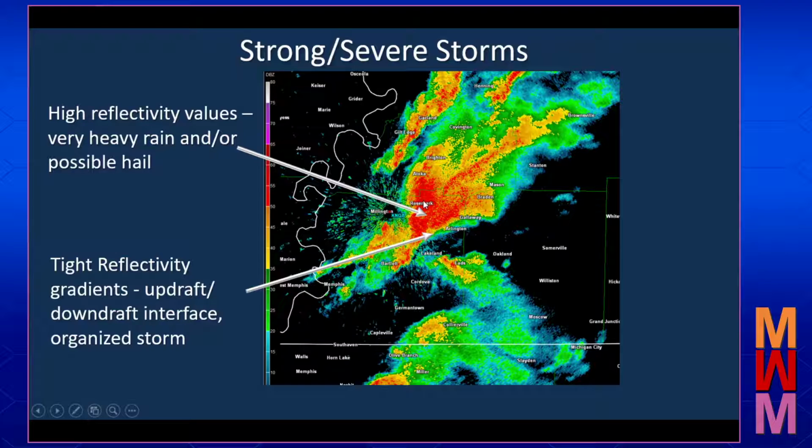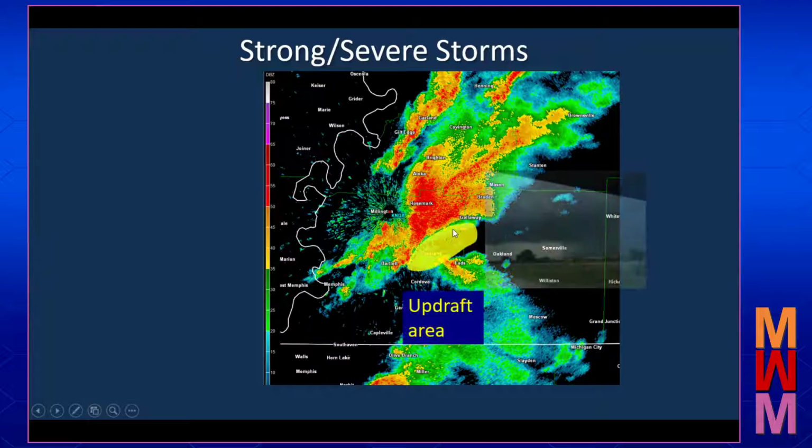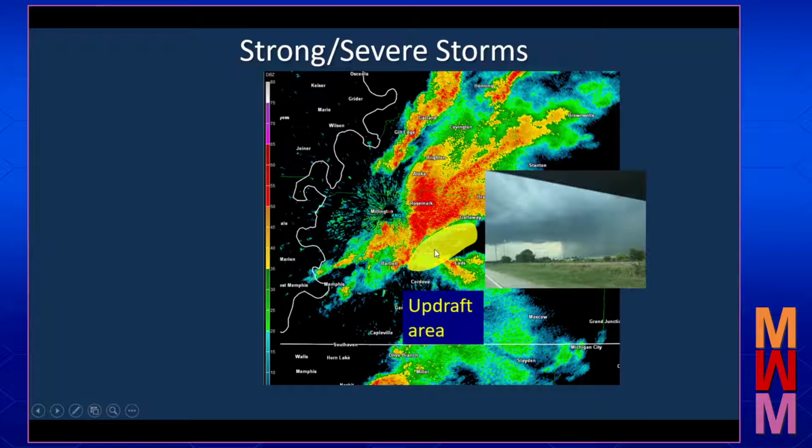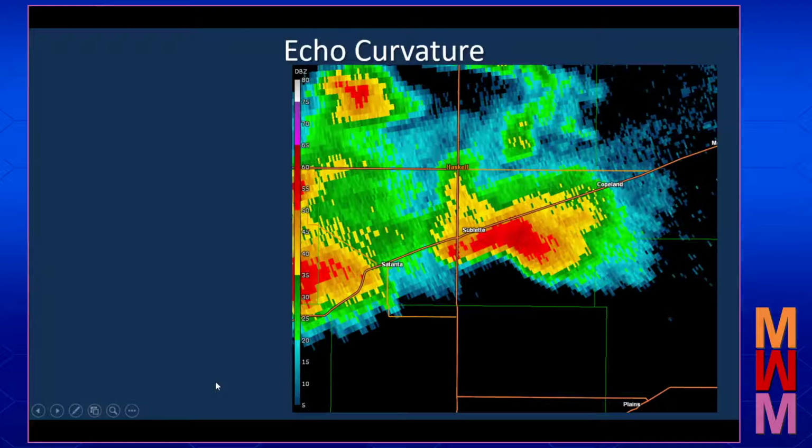Now, radar samples the precipitation, the targets that are in the atmosphere. So typically, the updraft area of the storm will not have much radar return associated with it. And visually, if you're out watching the storm, this is where you would see the rain-free base, the updraft towers, other features suggesting the updraft area of the storm. So high reflectivity values, a sharp reflectivity gradient on the usually south or southeast, the inflow side of the storm, can suggest storms that are well organized and possibly strong or severe.